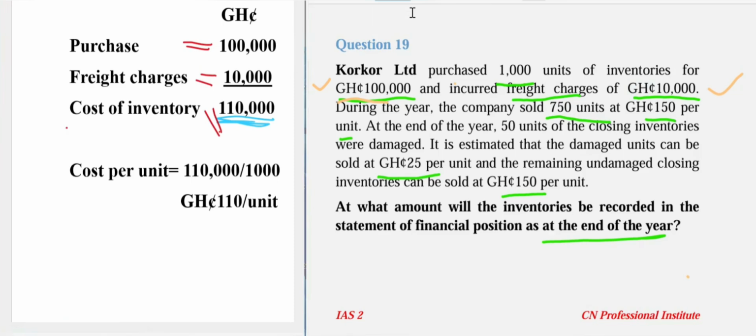I'm saying if we have 1,000 units of inventory, and then we sold 750, then we'll be left with 250 as closing inventory. And from that 250, we were told that 50 was damaged. So 200 will not be what? Damaged. So we have to value the 50 separately, and value the 200 separately. We put the values together, and that will be the value of inventory.